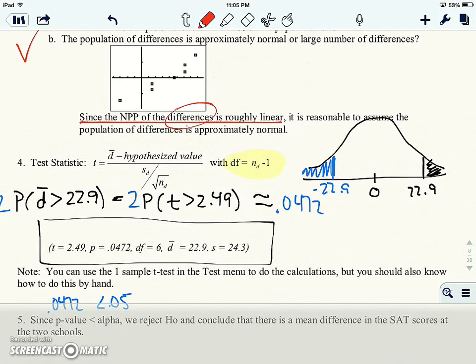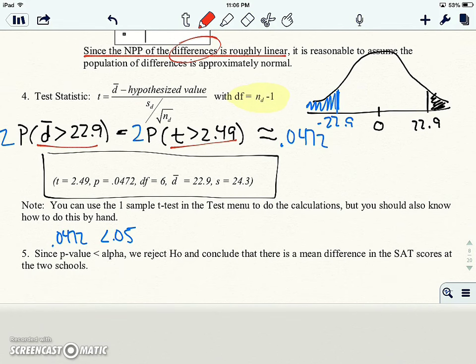And we find the probability of getting a difference as big or bigger than 22.9, which correlates to a t-value of 2.49, is approximately 0.0472 or 4.72%, which is small. It's just a little under 5%, but it's still under. So we can conclude that we can reject the null hypothesis and say that there is a mean difference in the SAT scores between the two schools. We didn't check to see if one is better than the other. That's why we did a two-tailed test, but it does look like they prepare them differently.